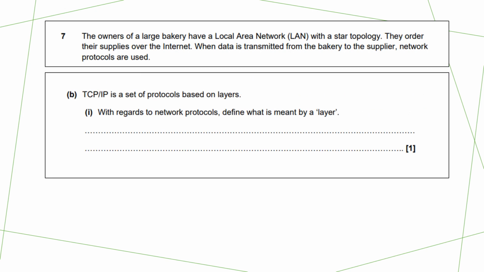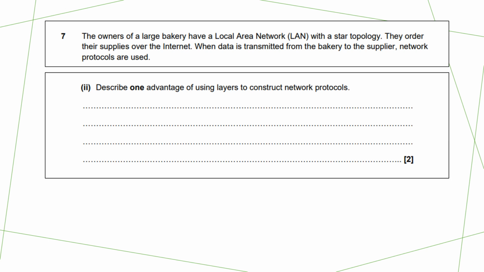Question 7b. Same scenario, but this says TCP/IP is a set of protocols based on layers. With regards to network protocols, define what is meant by a layer. So you have to give a definition of what you think is meant by a layer with regards to network protocols. Have a little go, see what you think, and we'll move on.